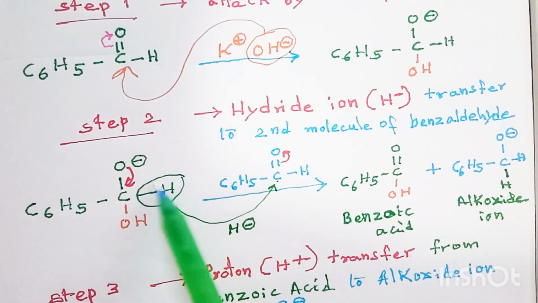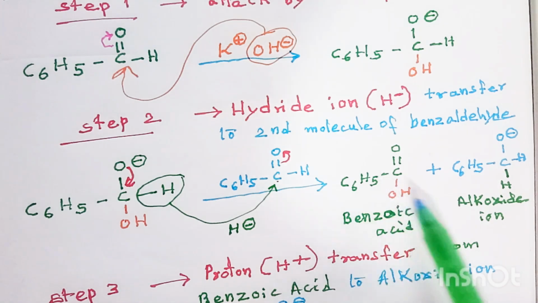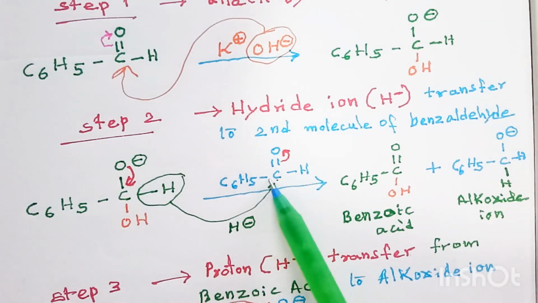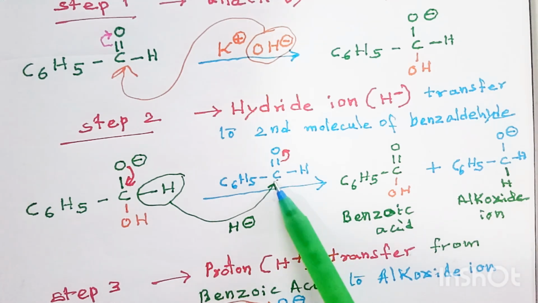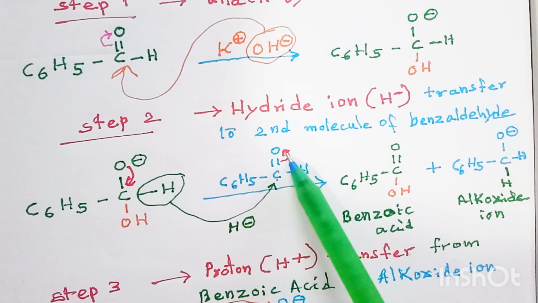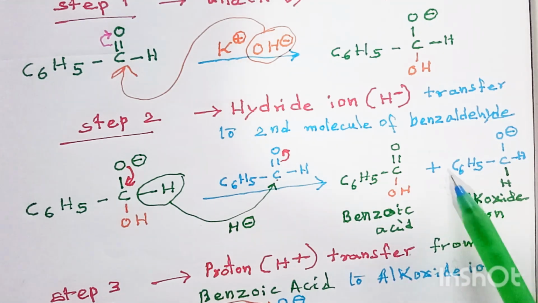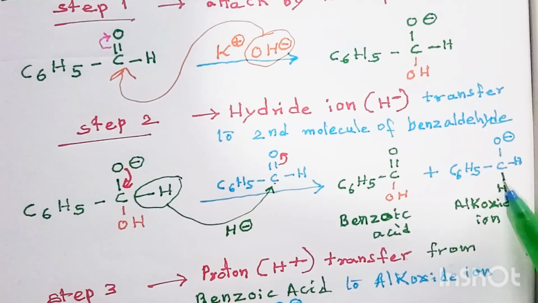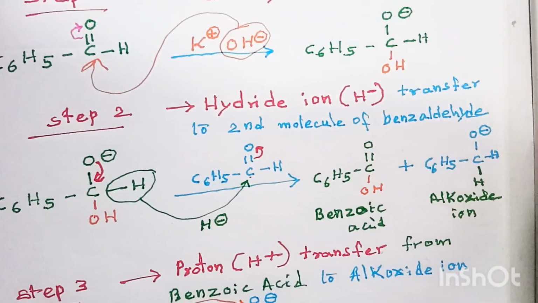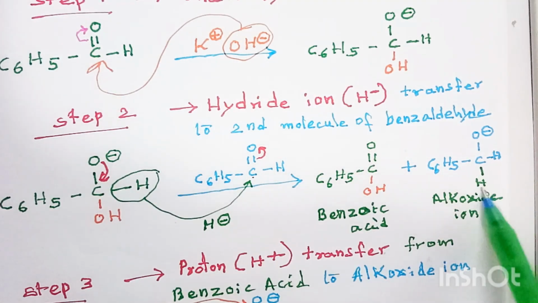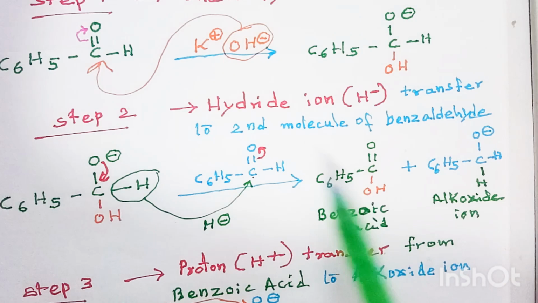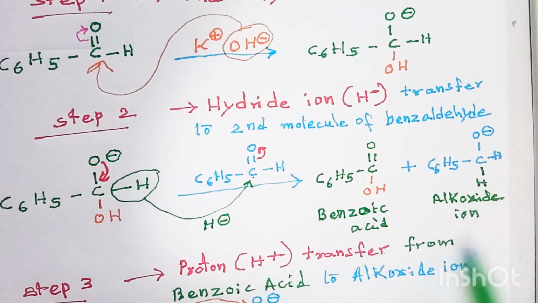So after losing this hydride ion, this becomes benzoic acid, C6H5COOH. Now this hydrogen goes and attaches to this carbon atom of the second molecule of benzaldehyde. These two electrons will move to this oxygen and it becomes a negatively charged ion. So this becomes alkoxide ion, C6H5 CH, O minus, H. This is alkoxide ion. So here we get benzoic acid and alkoxide ion.